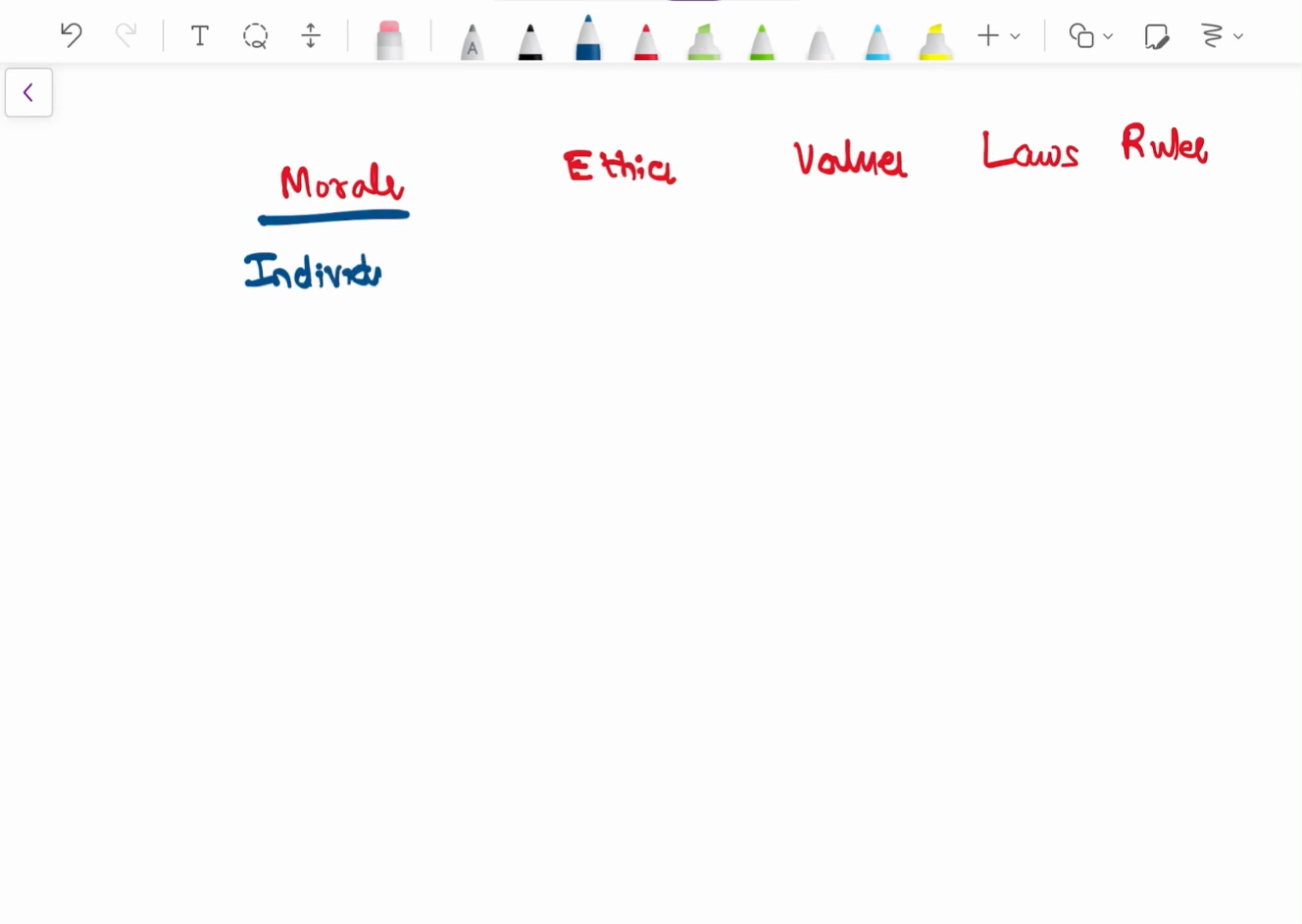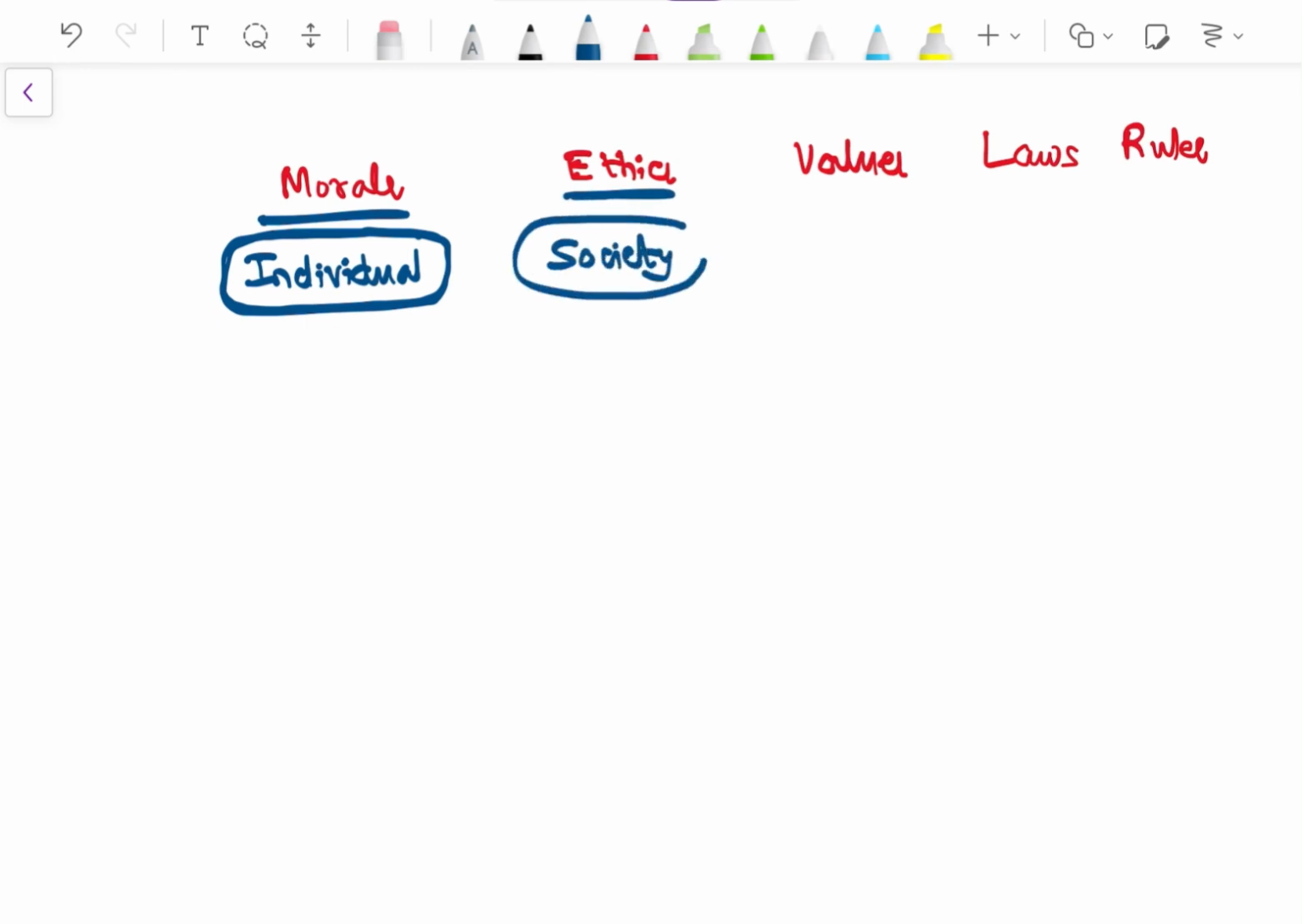Set of rules, principles which guide individual things, which are right and wrong, or which help an individual in deciding his or her choices, behavior, right? So ethics is what society thinks is right and wrong. Society thinks of the rightness or wrongness of an action.